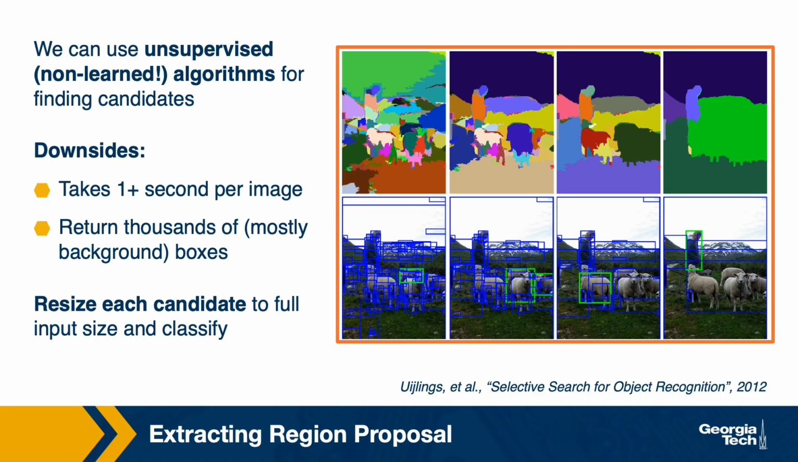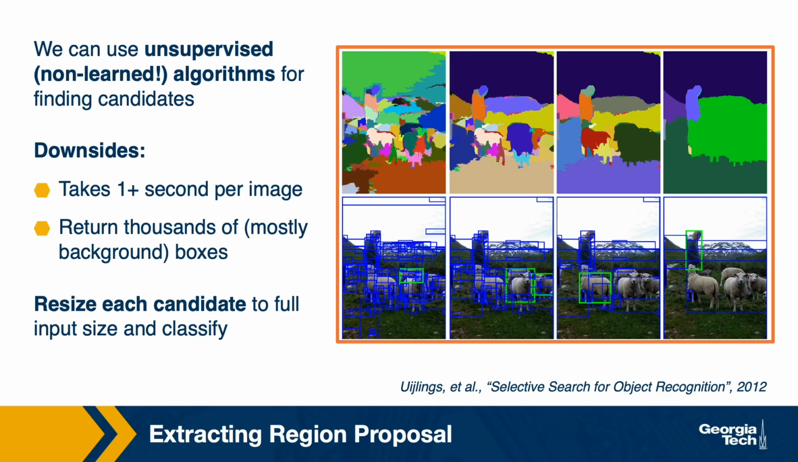Now, there are several downsides to this algorithm. First, it's really slow. It takes 1 or more seconds per image to extract these bounding boxes. Second, they return thousands of boxes, mostly of background, or at least parts of objects, not the whole object itself. Now, they do return scores typically, but the scores are not very good. In other words, in order to get most of the objects, you have to have a pretty low threshold, and you'll still end up getting at least hundreds or thousands of boxes.